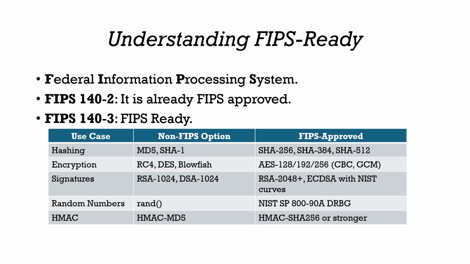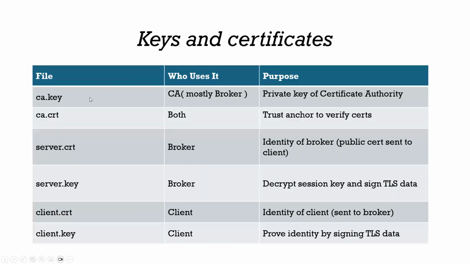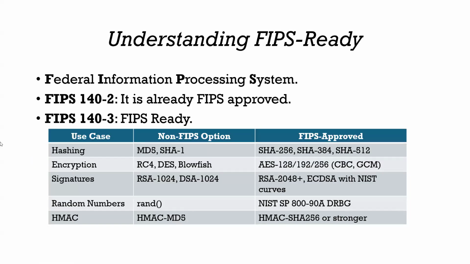I have explained a few simple examples here. Before that, I just want to mention the FIPS versions. There are two versions of FIPS available: 140-2 and 140-3. 140-2 is already FIPS approved, and 140-3 is FIPS ready, which means everything is ready and it is under the approval stage.